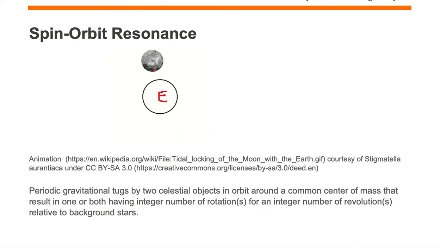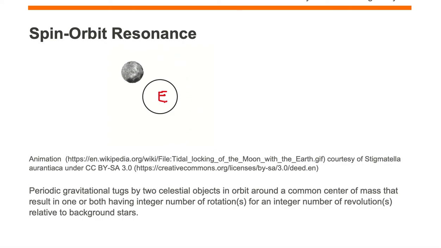We would call this a spin-orbit resonance. The moon appears to spin one time as it orbits one time around the Earth. So we would call this a resonance, or a spin-orbit resonance.